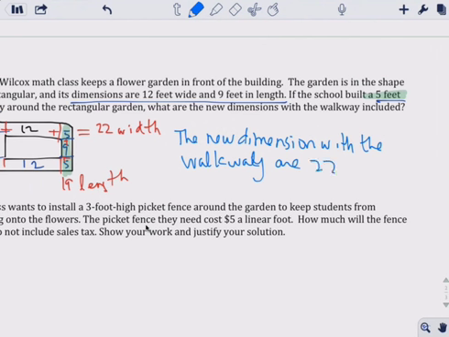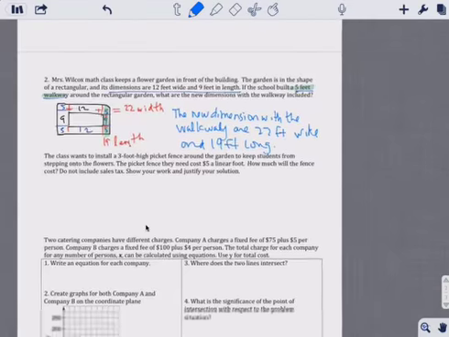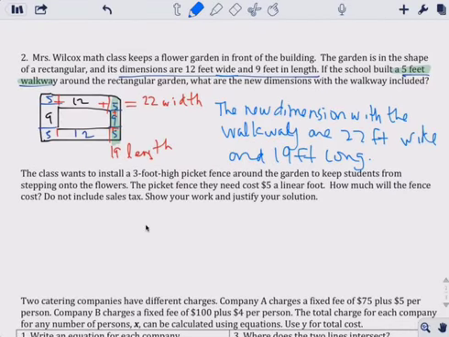22 feet wide and 19 feet long. Okay? Can't believe I said wide and then length. That's so wrong.